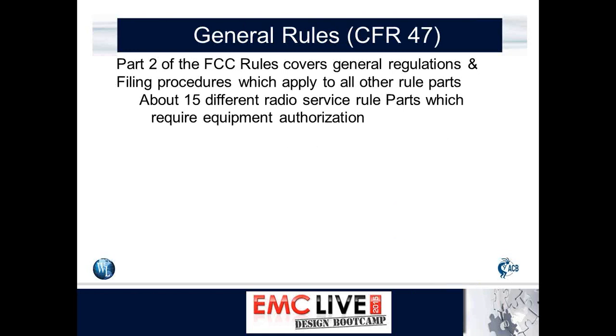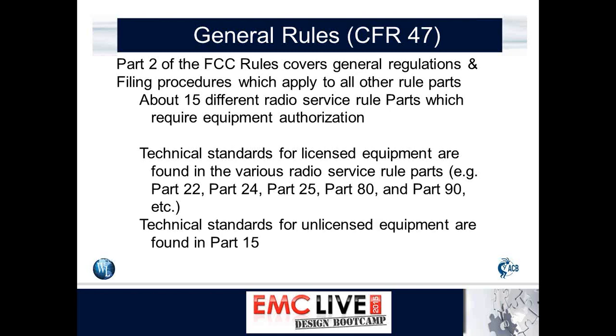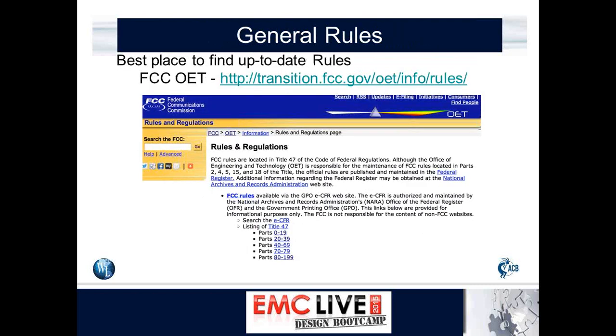There are about 15 different radio service rule parts which require equipment authorization. Technical standards for licensed equipment are found in various radio service rule parts, for example, Part 22, 24, 25, etc. Technical standards for unlicensed equipment are found in Part 15. A good place to find the up-to-date rules is at this URL, transitions.fcc.gov/oet/info/rules. You can get the latest rules, which is always a good thing to look at when you're doing a project.